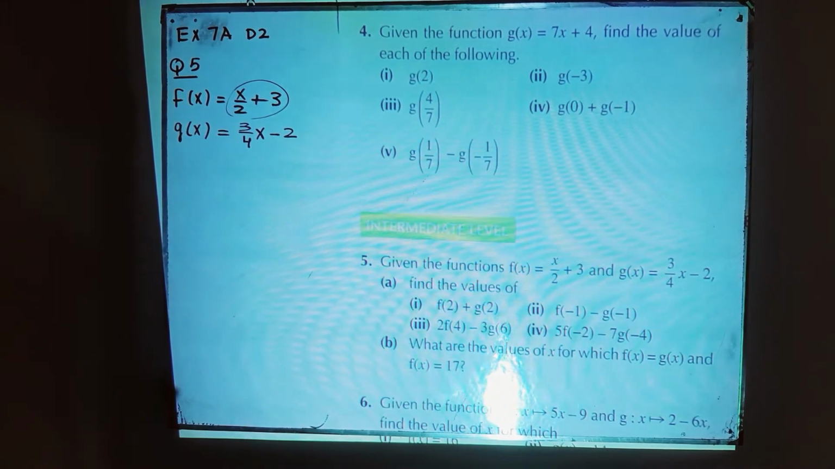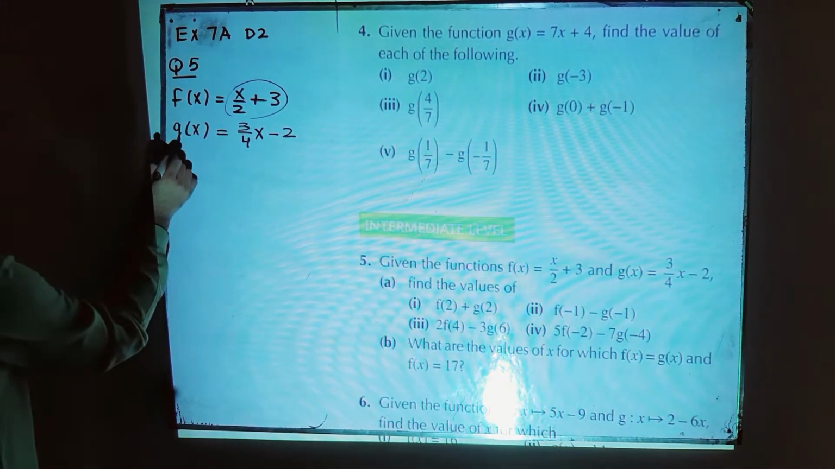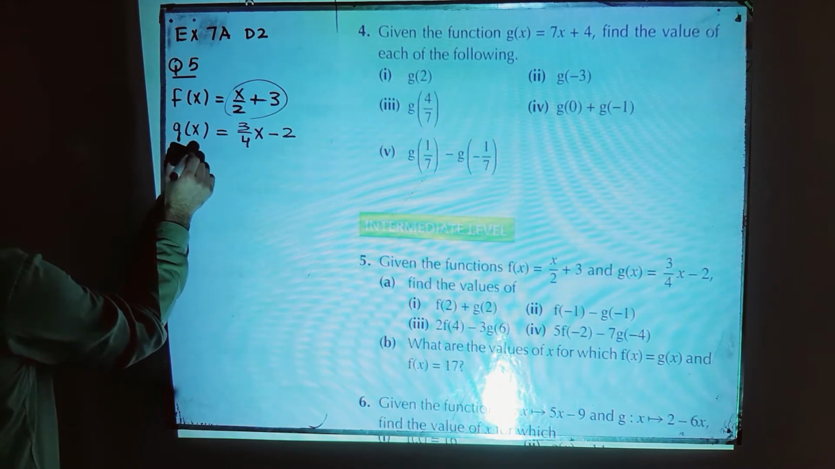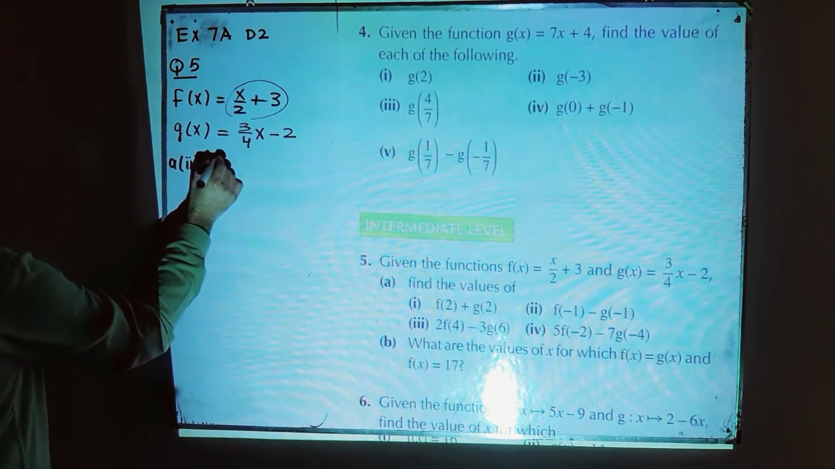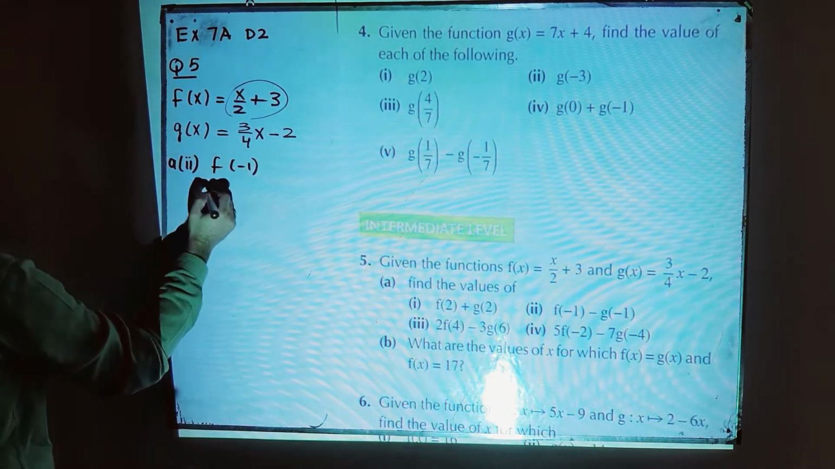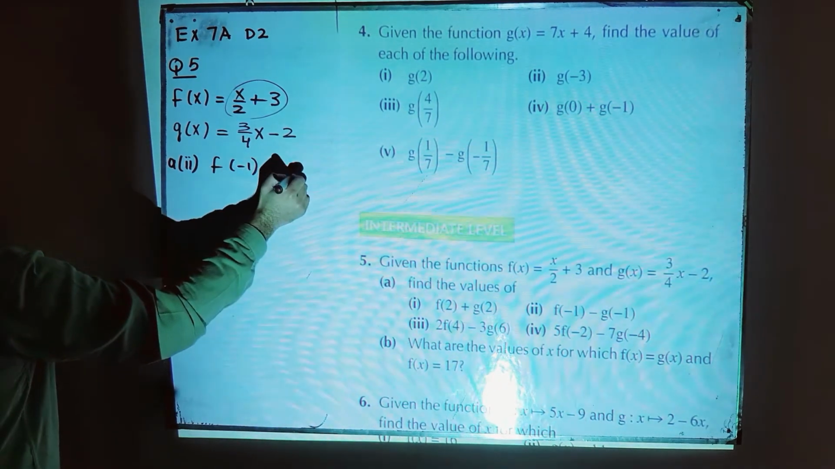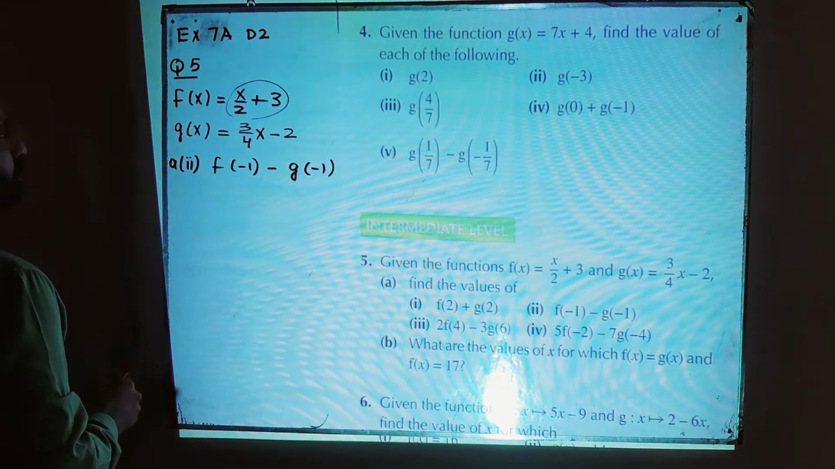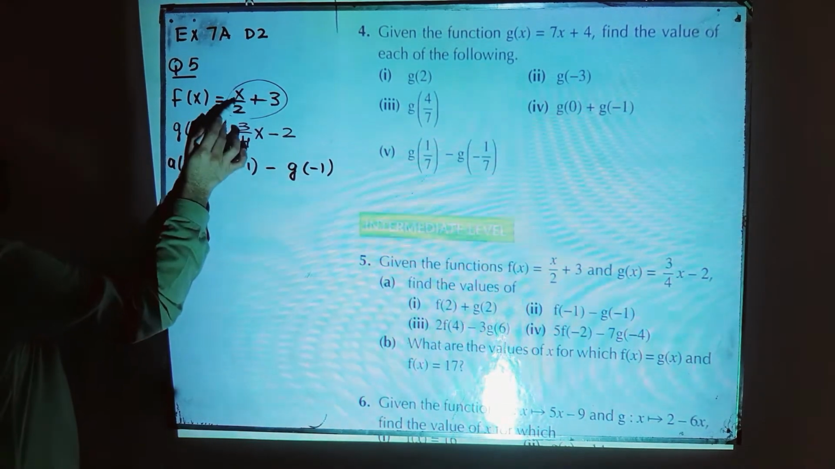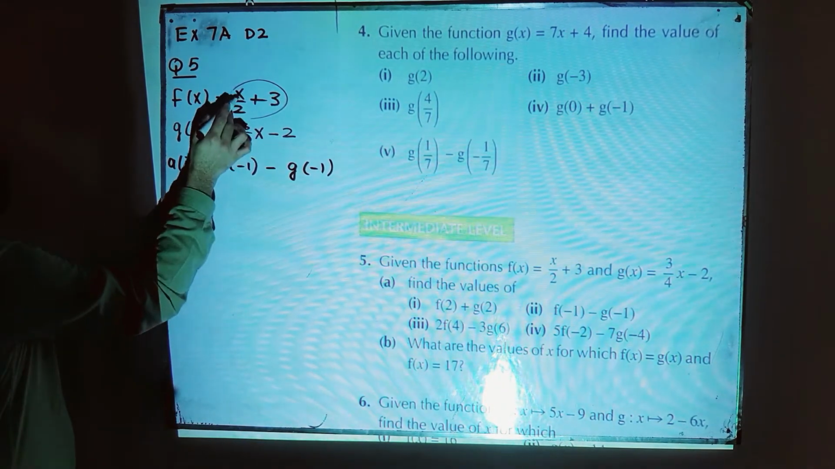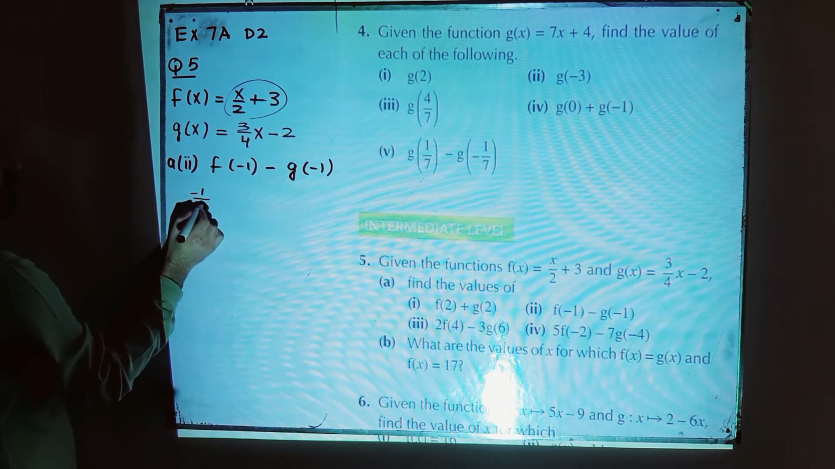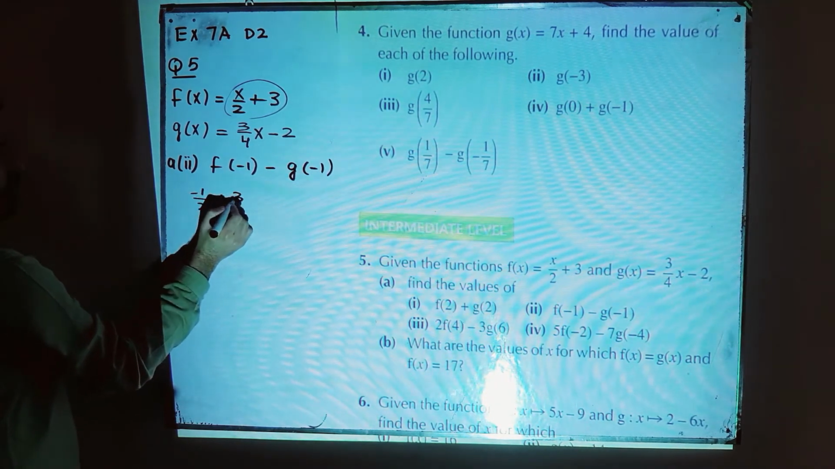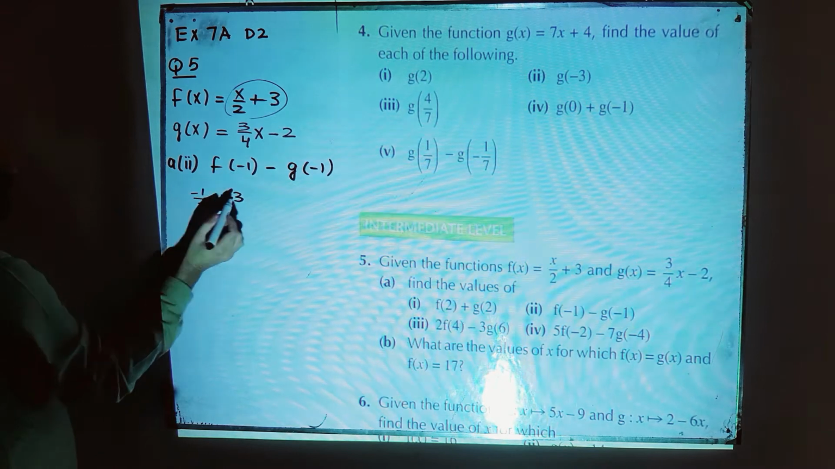Question number 5 part A, and then from part A we have part number 2. You have to find the value of f(-1) minus g(-1). Well, that is simple. You have to use x equal to minus 1. So in place of x, use minus 1. Just use x equal to minus 1.